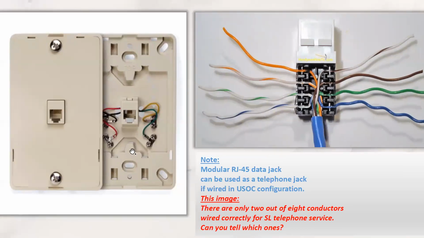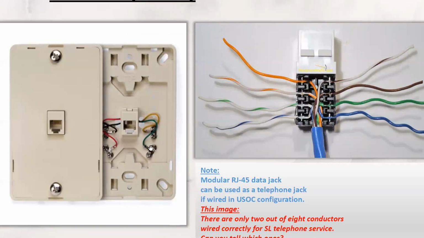Same here. Here's a wall-mounted jack. Here's a red and green. That means that's a tip and ring, and it's connected to the middle pair of the jack.